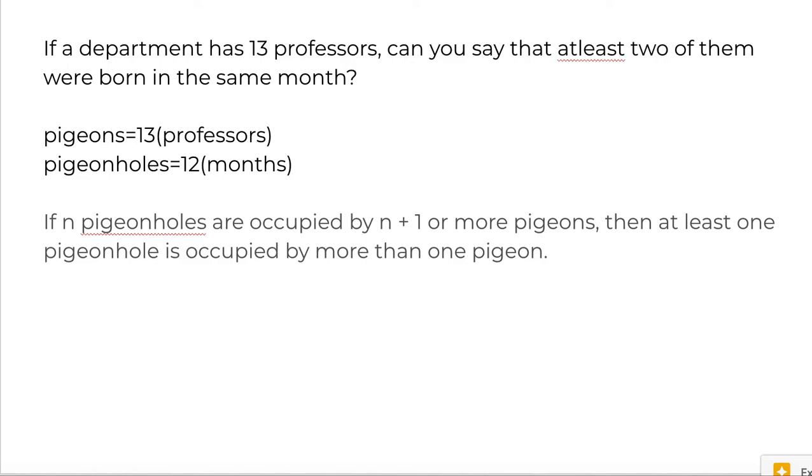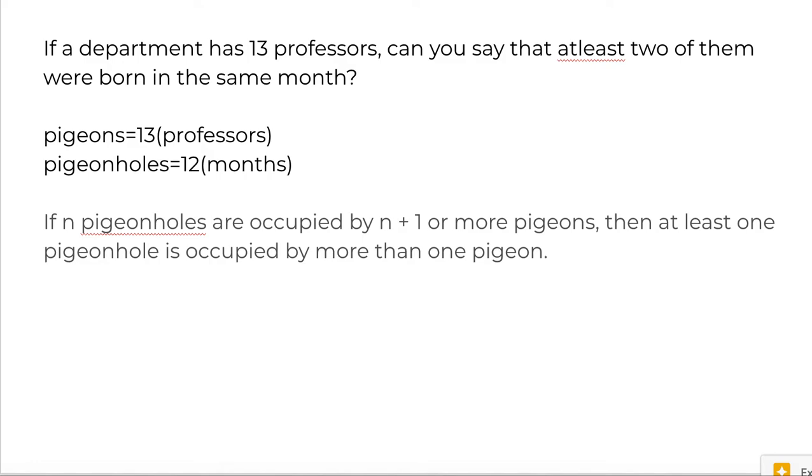Let's go to another question. If a department has 13 professors, can you say that at least 2 of them were born in the same month? Let's try to answer this question by identifying what the pigeons and the pigeonholes are in this case. What are the pigeonholes? We are placing each professor into the months, so the months are the pigeonholes. So we have 12 pigeonholes where we place the professors, who are the pigeons. So we have 13 pigeons and 12 pigeonholes.